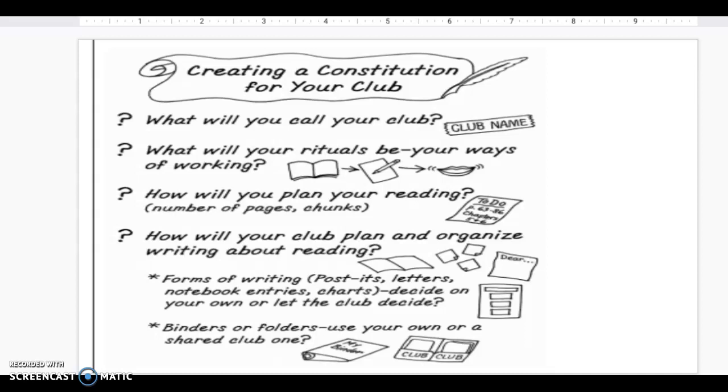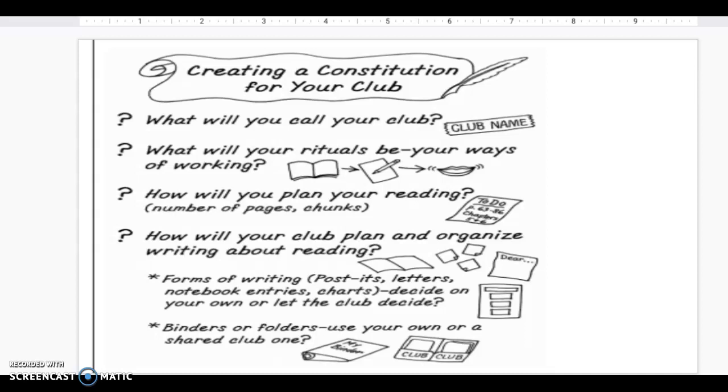How will you plan your reading? Will you read a number of pages, chunks, or a number of chapters? You have to establish that with your club as well. How will your club plan and organize writing about reading? You also will have to figure that out with your club.